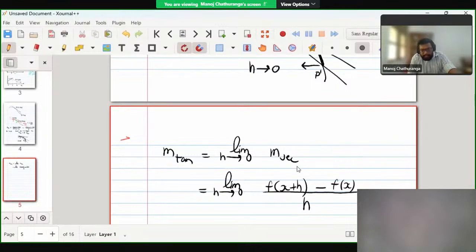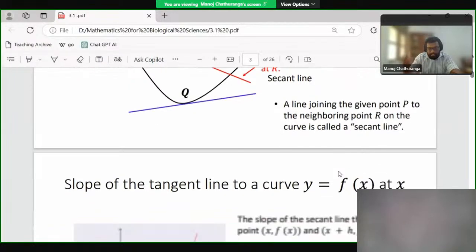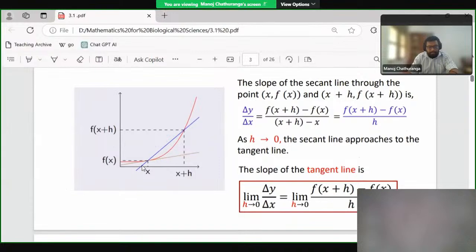This looks a little bit complicated, but anyway, this gives us a way to compute the slope of the tangent line. Let me repeat what I did before. So first of all, we take an arbitrary point x, and (x, f(x)). Then we take another neighboring point on the curve, a point close to x. Let's say x plus h.